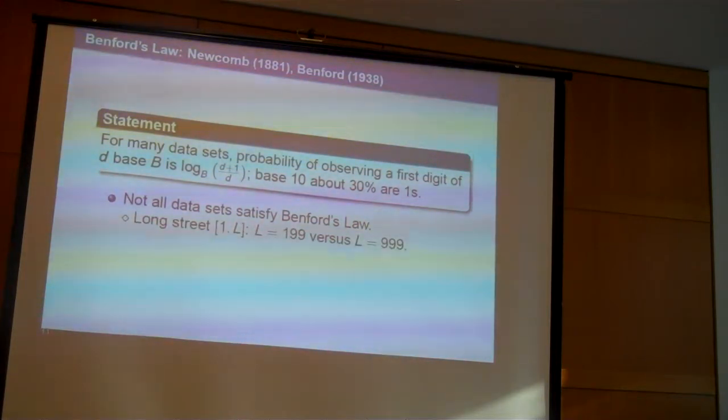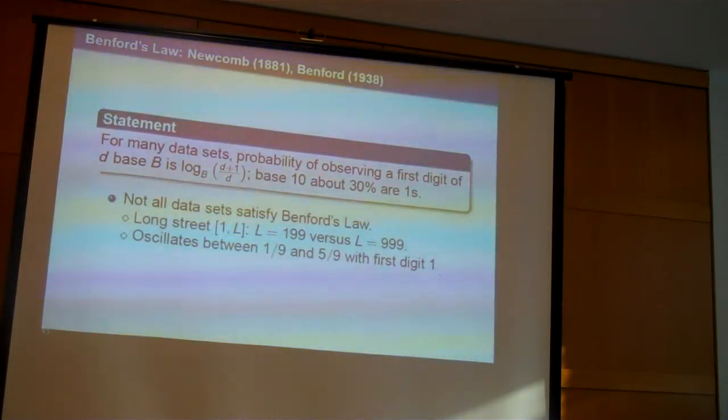So for instance, imagine you have a long street with houses numbered 1, 2, 3, all the way up to L. Well, depending on what L is, you're going to get very different percentages. If you stop L at 200 or 199, you've just had a whole slew of houses that start with a 1. And so about 5/9 of the houses have a first digit of 1. Conversely, if you stop at 999, you've just had a long stretch of houses that don't start with a 1. So it's going to oscillate between 1/9 and 5/9.